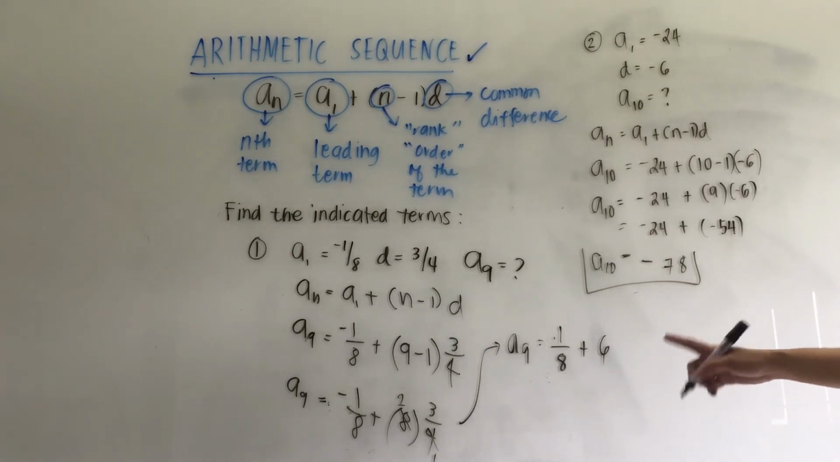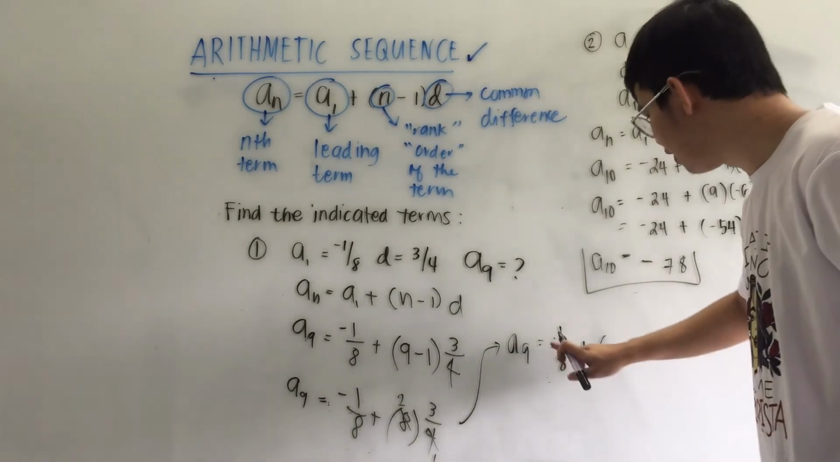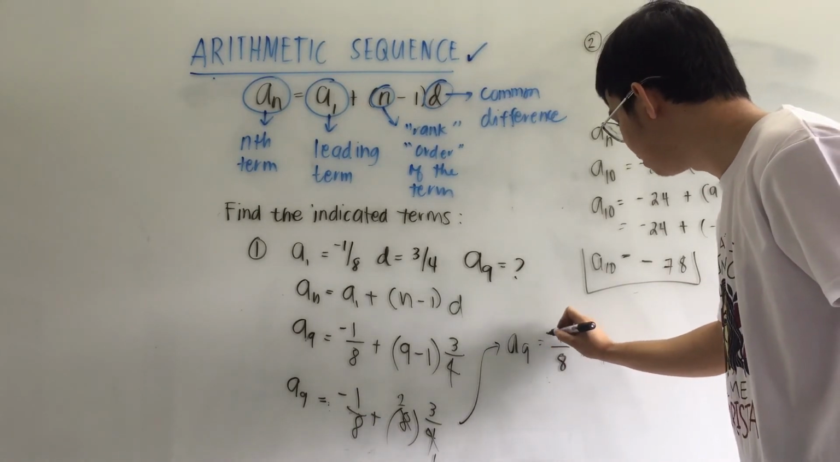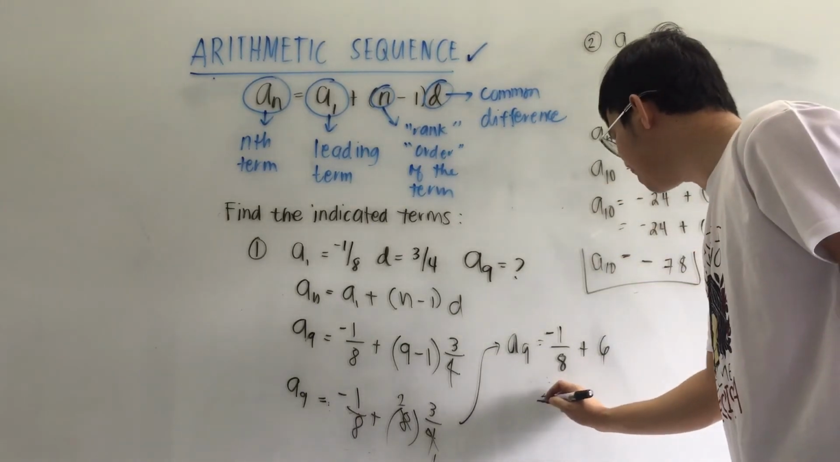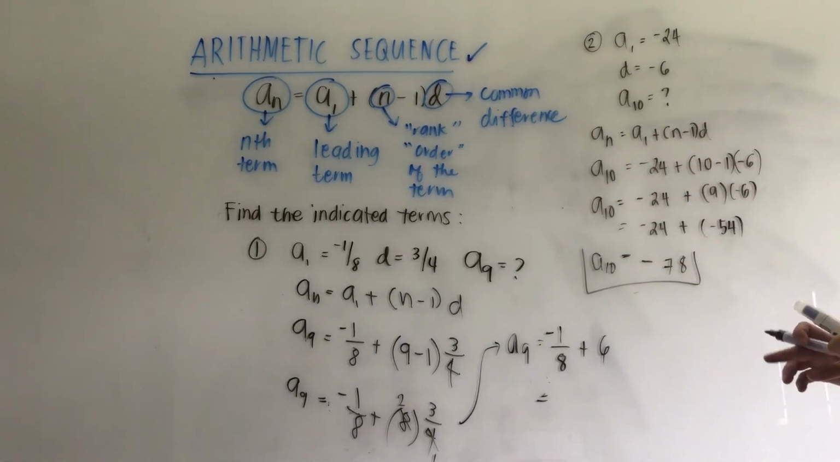Let me just be sure. 8 times 3 is 24, over 4 is 6. Okay. Sorry, this should be negative 1/8. Don't forget the signs, okay? Then therefore, what's negative 1/8 plus 6? Just use your calculators here. Negative 1/8 plus 6 is 5 and 7/8.